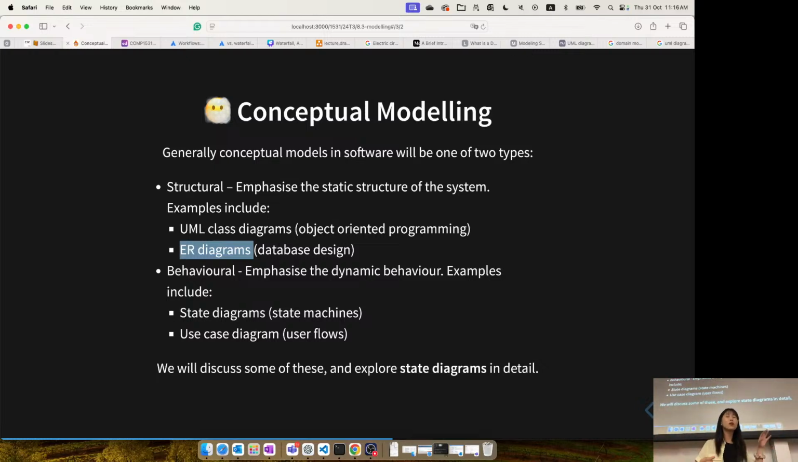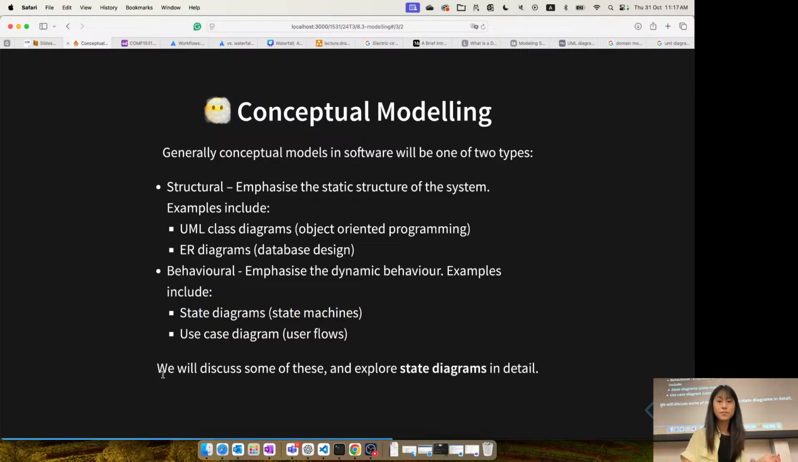You'll learn more about this in future CSE courses. For example, you'll learn UML in 2521 and ER diagrams in 3311, the database course. But here in 1531, we're talking more about behavioral conceptual modeling, like how our software system changes from one state to another state, which is described by state diagrams, also called state machines.